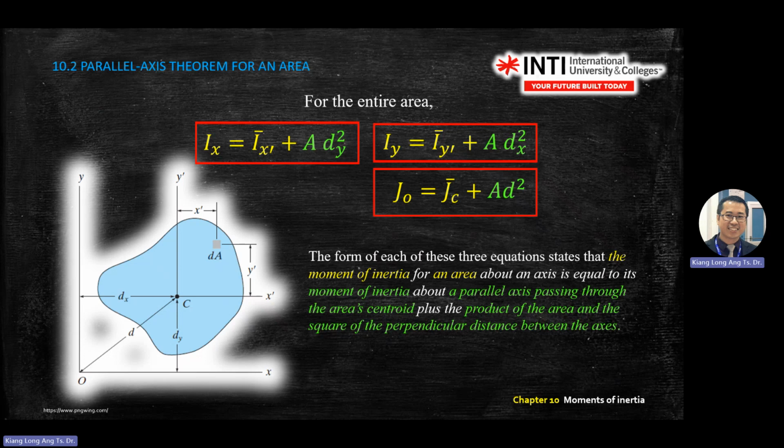Moment of inertia of the area. There are two components. One is the moment of inertia about a parallel axis passing through the centroid. So the first one passes through the centroid. This is the first part that you learn. The second part is the product of the area and the square of the perpendicular distance between the axes. So perpendicular distance, AD of both axes.